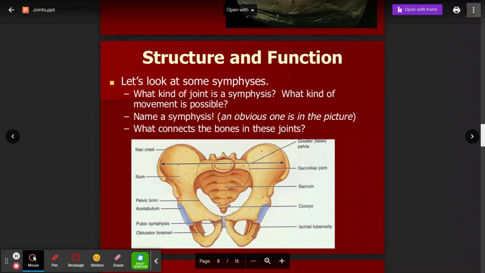Let's look at some symphysis pictures. What kind of joint is a symphysis? What kind of movement is possible?